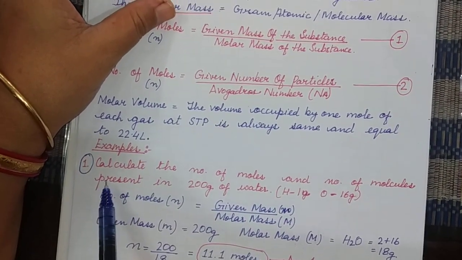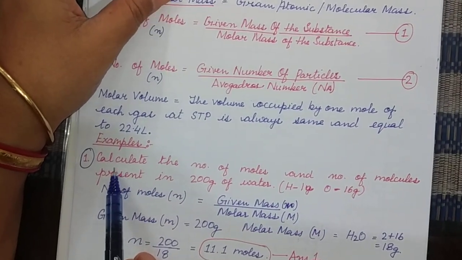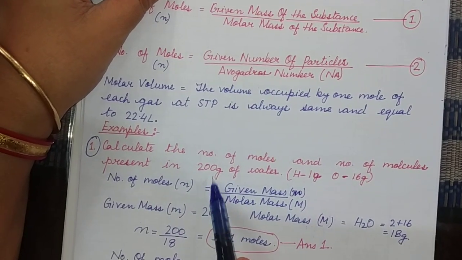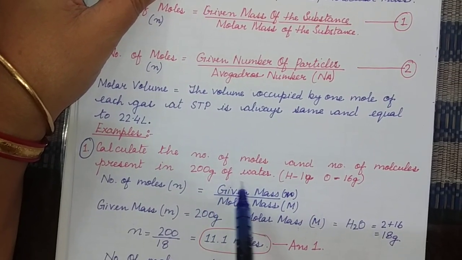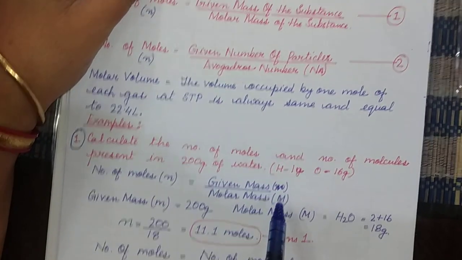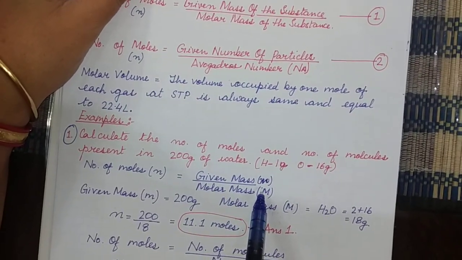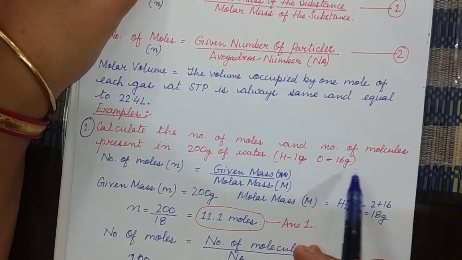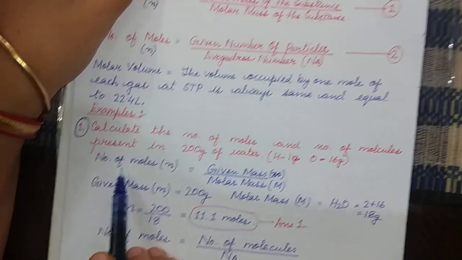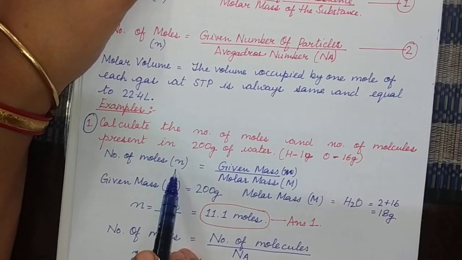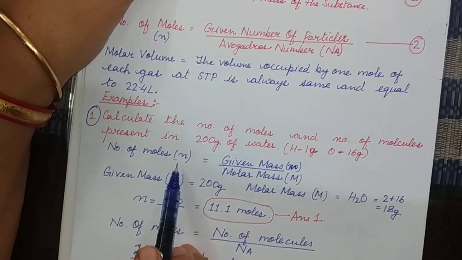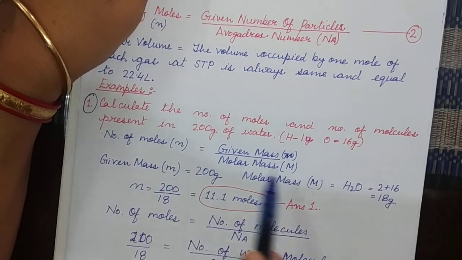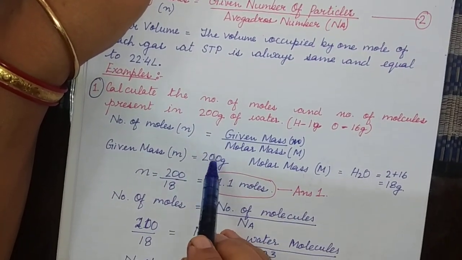Now let us study a few examples of the mole concept. For example, take this question: calculate the number of moles and the number of molecules present in 200 grams of water. The mass of the water is given, so the given mass is already there. Given mass is symbolized by small m. The masses of the hydrogen atom and the oxygen atom are given in the question. So now you can find the number of moles. You should always write down the formula first, because working also carries marks. Suppose you go wrong and don't get the answer, but if you have written the formula, you will get step marking at least.